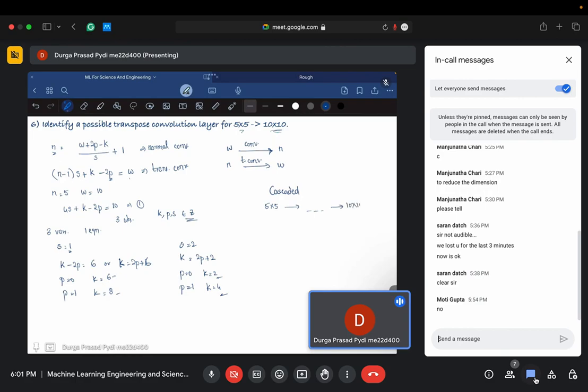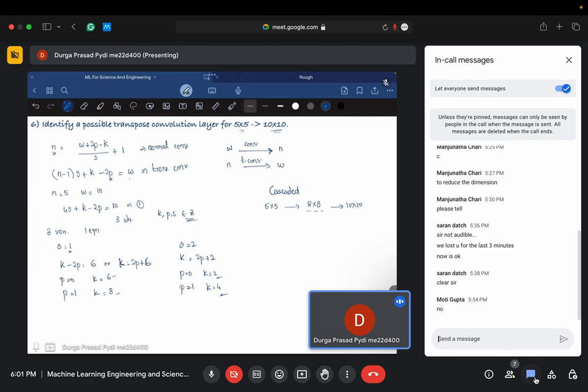The intermediate can be anything. It can be 8 by 8, 7 by 7, 9 by 10, 9 by 9, whatever. It depends on whatever kernel sizes you are going to choose. Say suppose I want to convert it into an 8 by 8. It's like something in between 5 and 10.